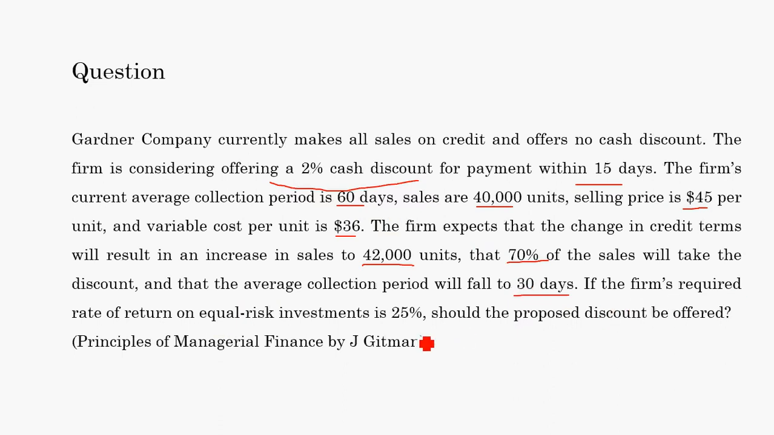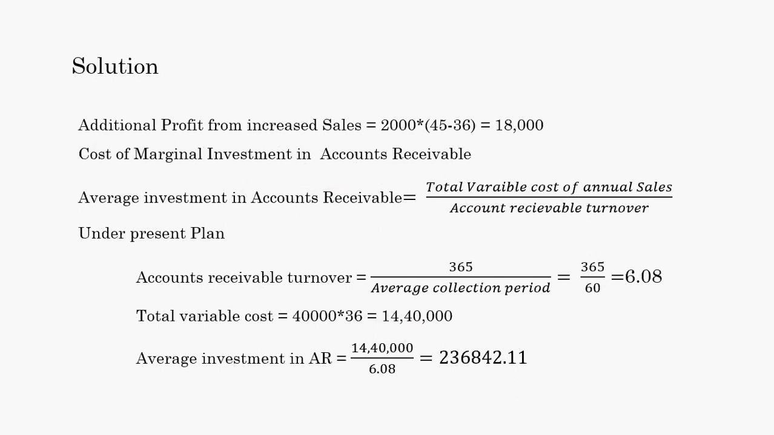The firm's required rate of return, which is nothing but the cost at which it can borrow externally, is 25%. Now we have to check whether to go ahead with this 2% cash discount or not. Just like the previous question, first we are going to calculate the additional profit from increased sales.